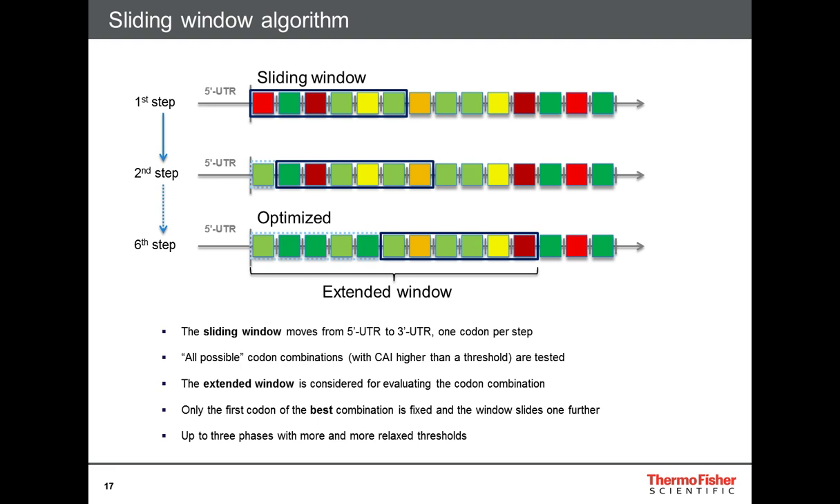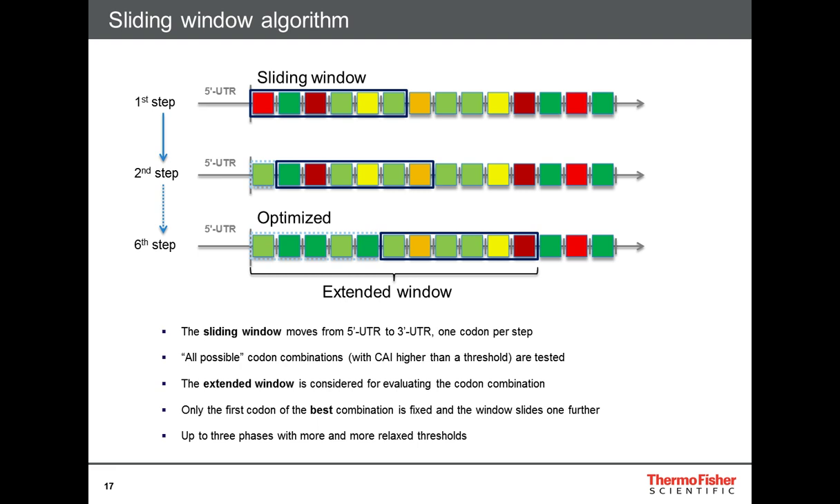It's a sliding window approach. Imagine that in the first row you see a small sliding window covering 6 different codons. For these 6 codon positions, it generates all possible combinations and chooses the best one fitting all the parameters: GC content, most frequently used codon, no splice sites, and so on. Then the first codon is fixed.